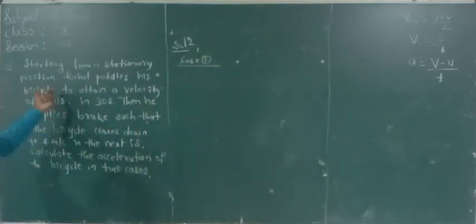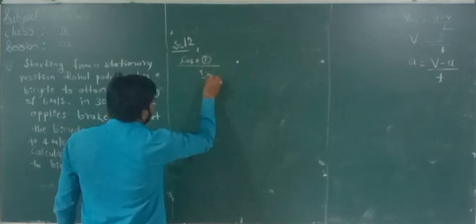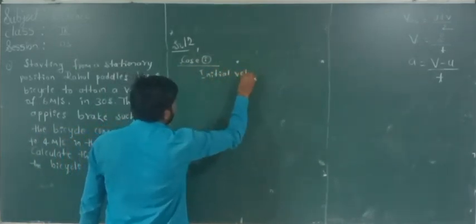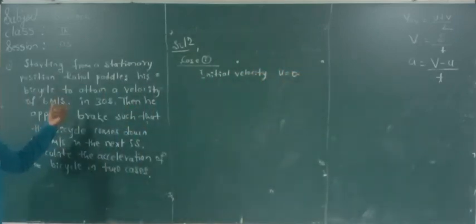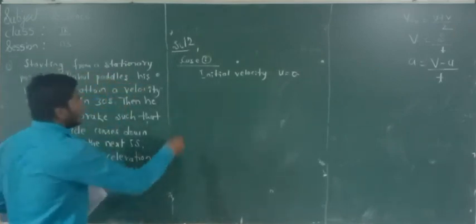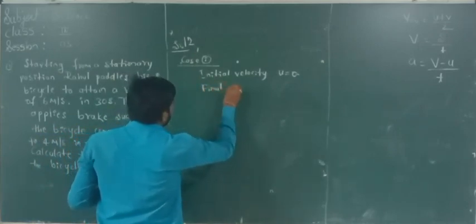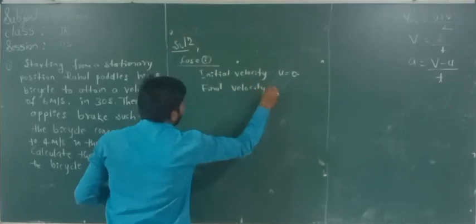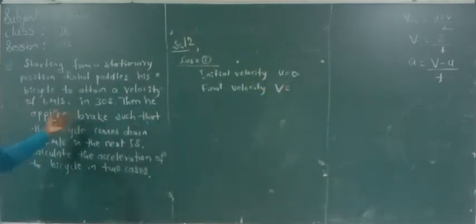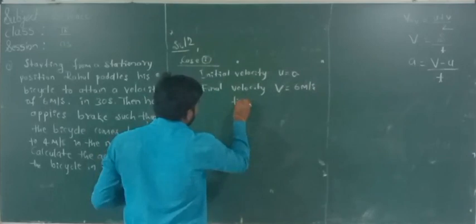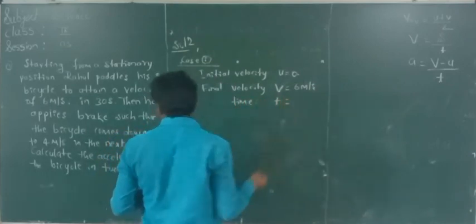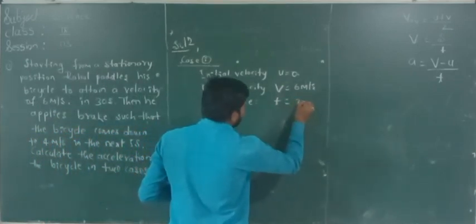Case first. Here in case first, initial velocity u is equal to 0. Why? Because the bicycle starts from a stationary position. Stationary means the velocity at the starting position is 0, and the final velocity v is equal to 6 meter per second. It attains the velocity of 6 meter per second in a time t equal to, in how much time does it take? 30 seconds.